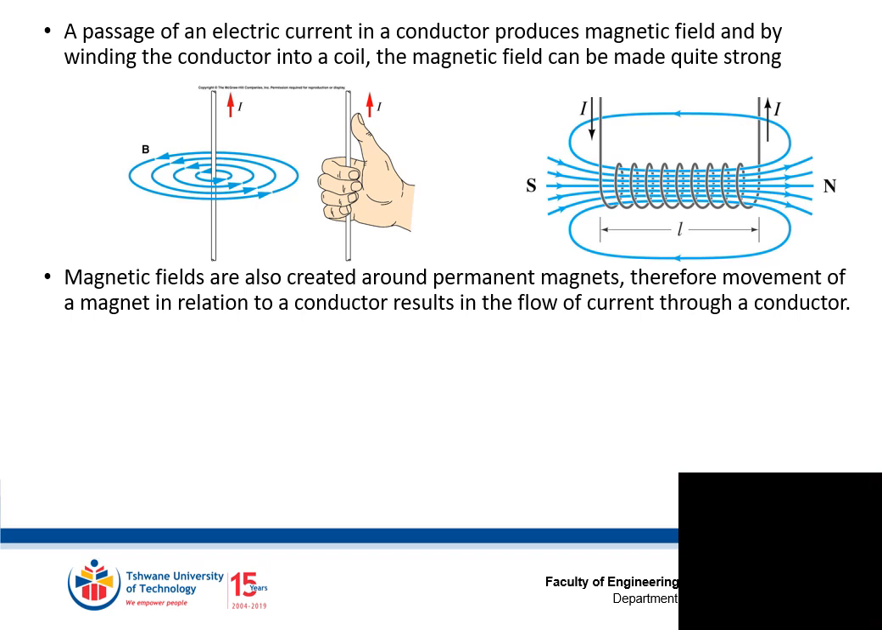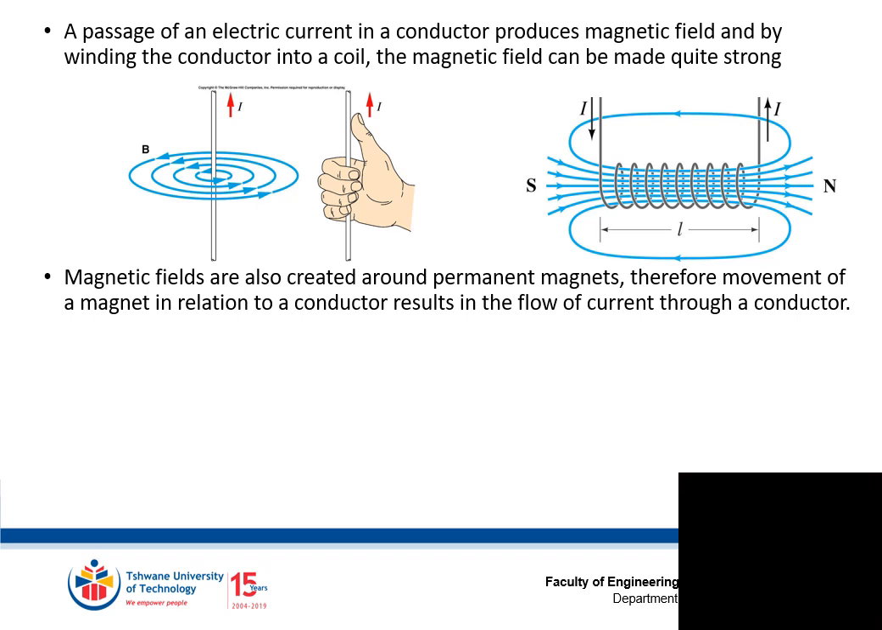On the right-hand side, it shows that by winding a conductor into a coil, the magnetic field can be made to be stronger. So here you have a stronger magnetic field on the right-hand side because you have made the wire into a coil.